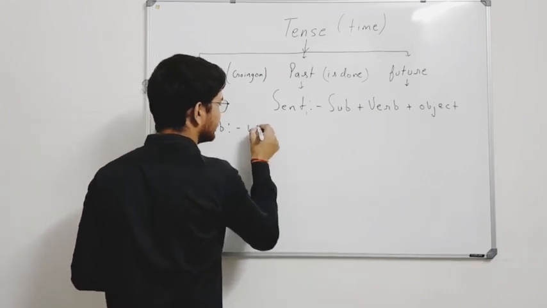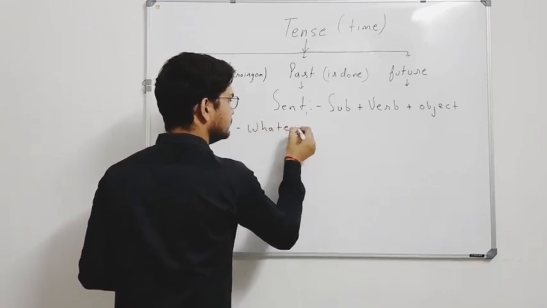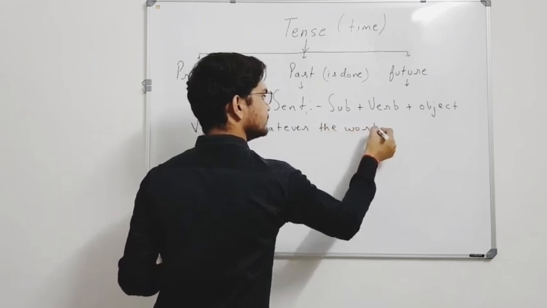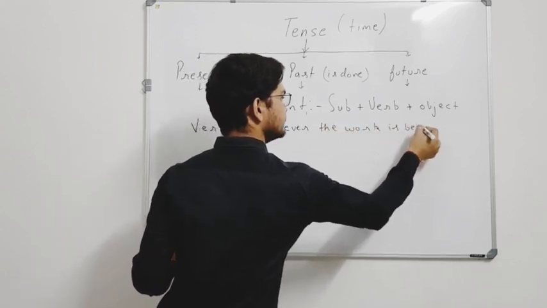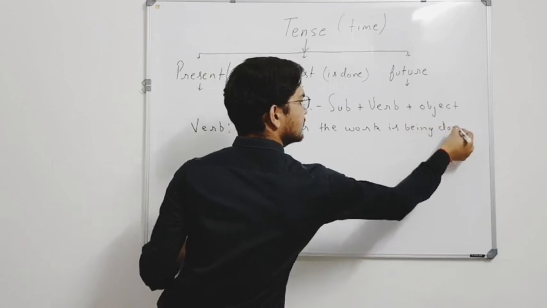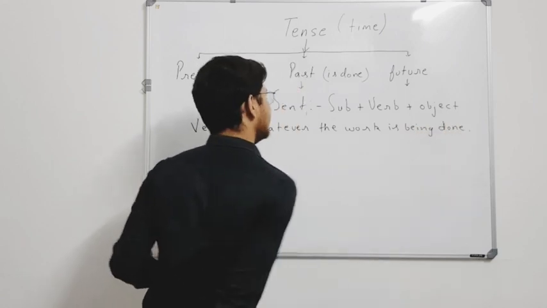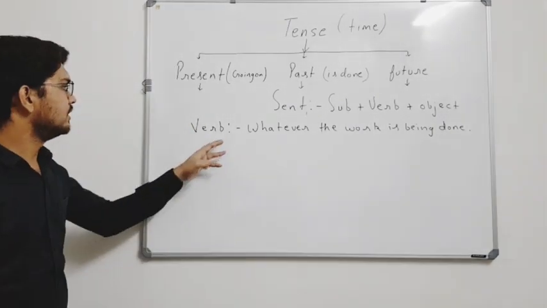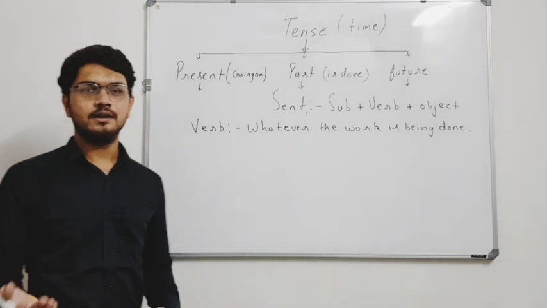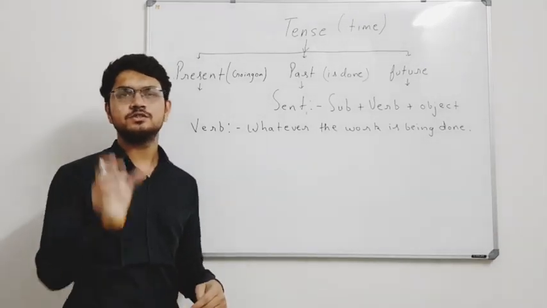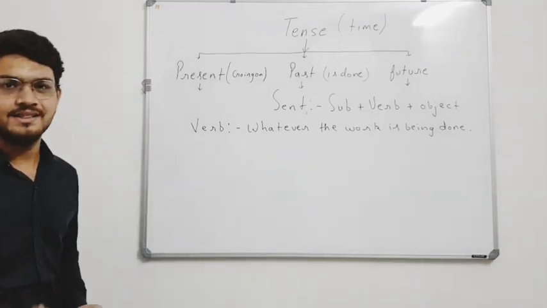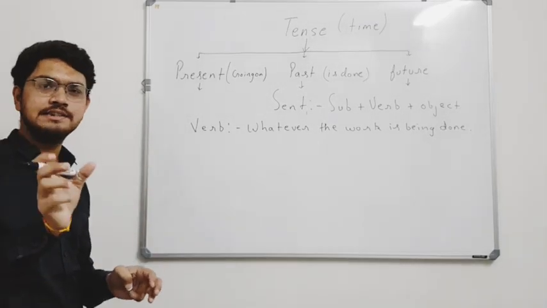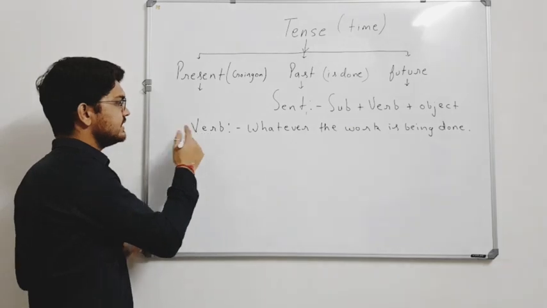Verb, whatever the work is being done in a sentence, we call it verb, especially the main verb. Like you guys are watching this video, so watch is a verb in that sentence. I am writing a sentence. In this sentence we have write, that is a verb.